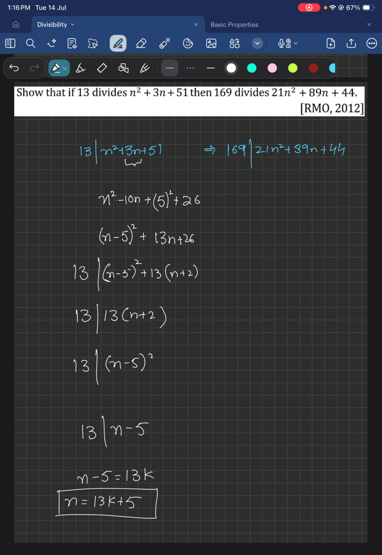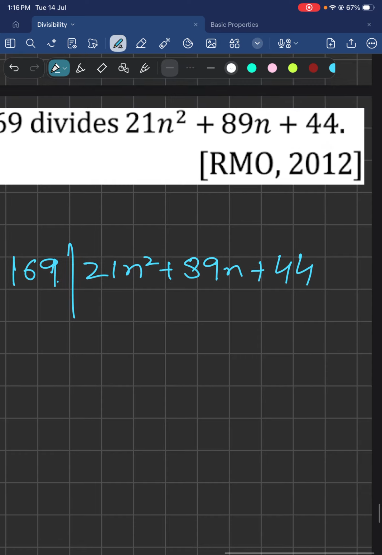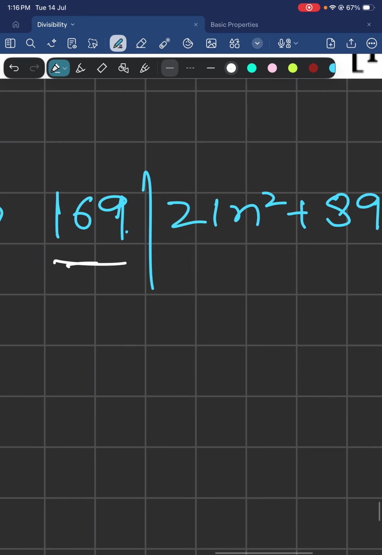13k plus 5. Okay. 13k plus 5. So now how can we prove it? What do I see here? I see here 13 into 13, right? And I also have the value of n as 13.